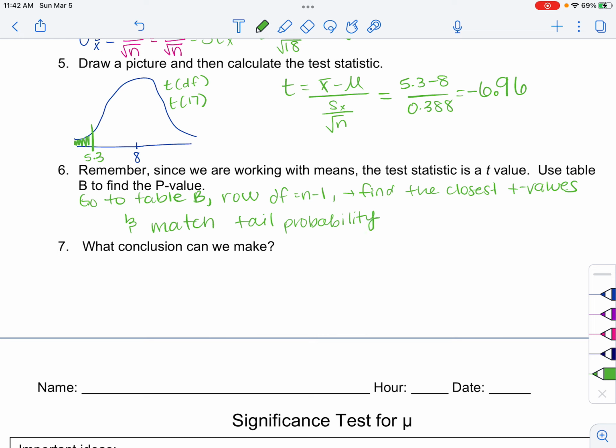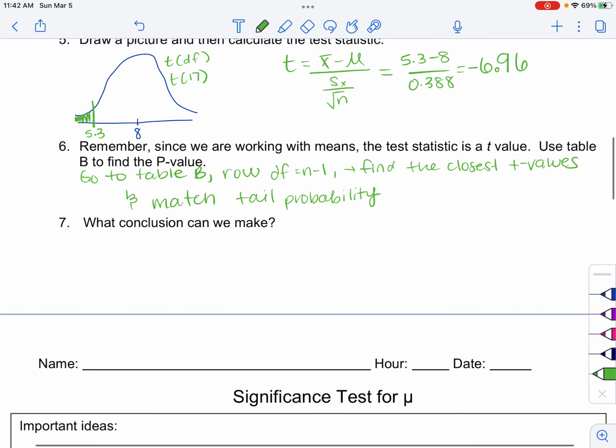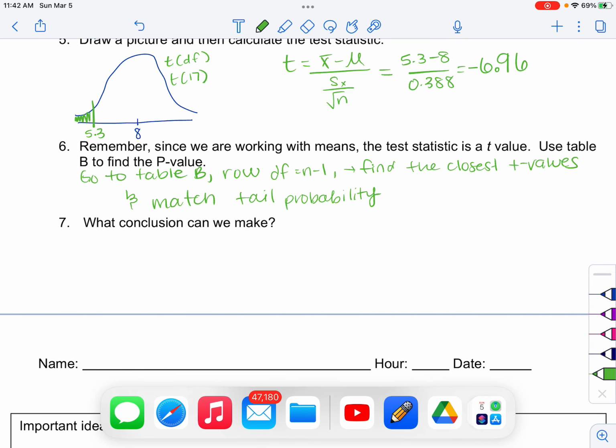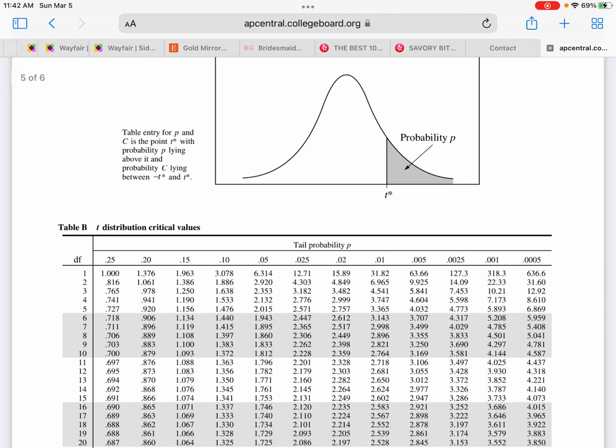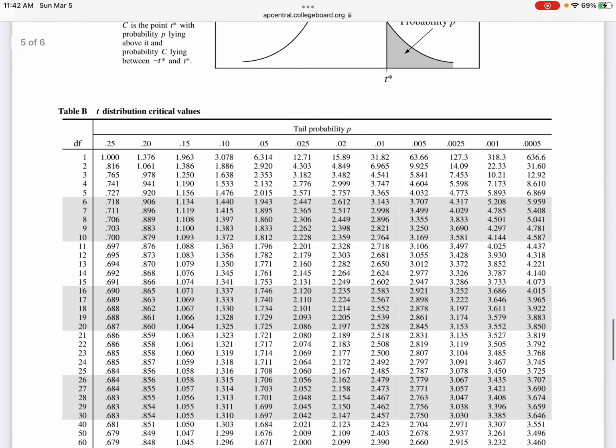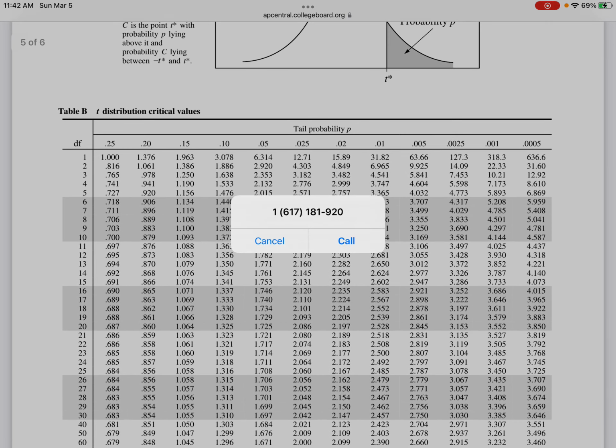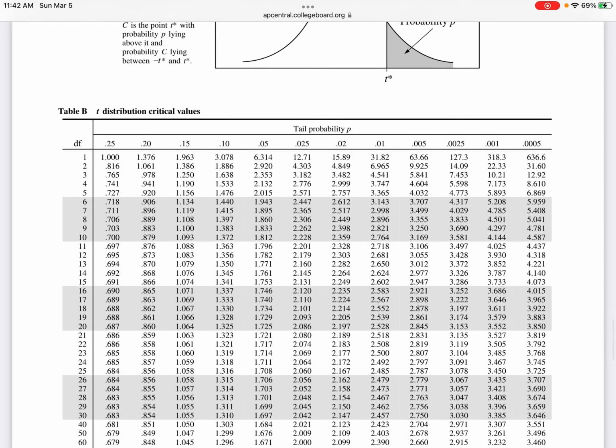All right, let's try this. So I've got negative 6.96. And I'm going to open up my table B. So I'm going to go to degrees of freedom is 17. And then I'm going to go across looking for as close as I can get to negative 6.96. All right, for this one, it only goes up to 3.9, so that's going to have to be as close as we possibly can get.